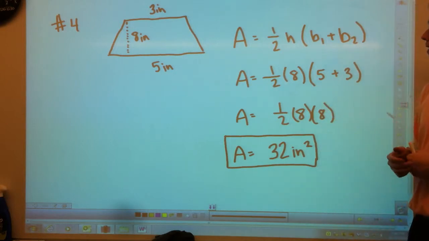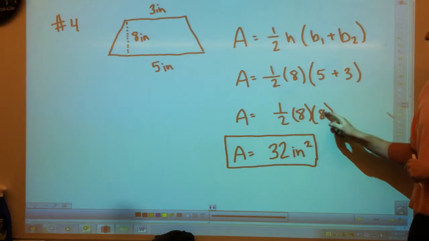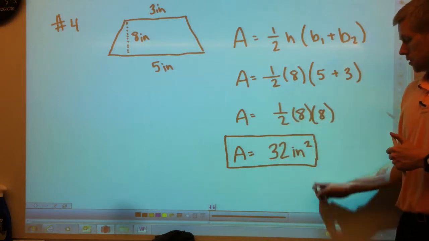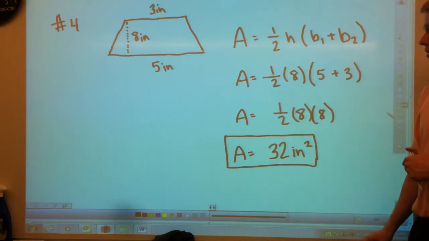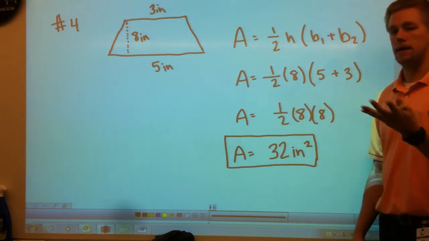Just like multiplication. So as long as you add up what's on the inside, then you multiply, then you're good to go. So our area is equal to 32 square inches. All right, so those are 4 basic, easy examples.